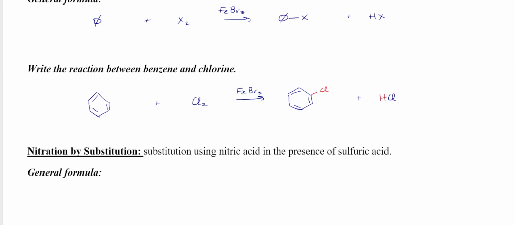So let's write these names. This is benzene. This is chlorine. And there's just one chlorine on the benzene, so this is chlorobenzene. And this right here is hydrogen chloride.